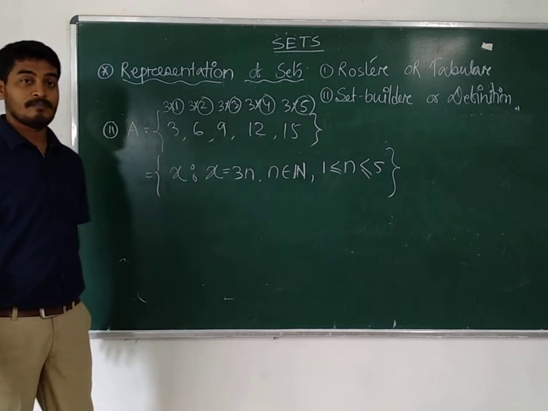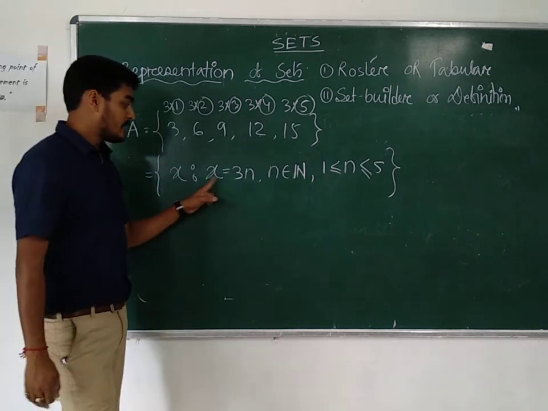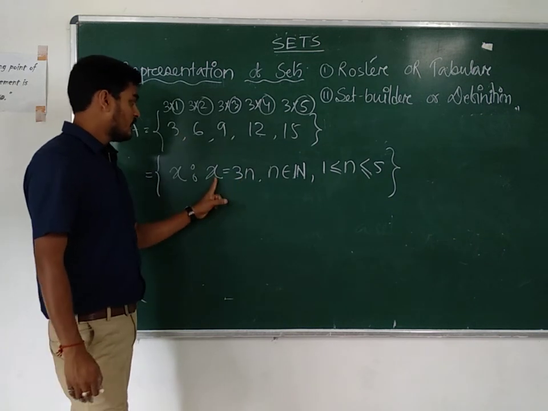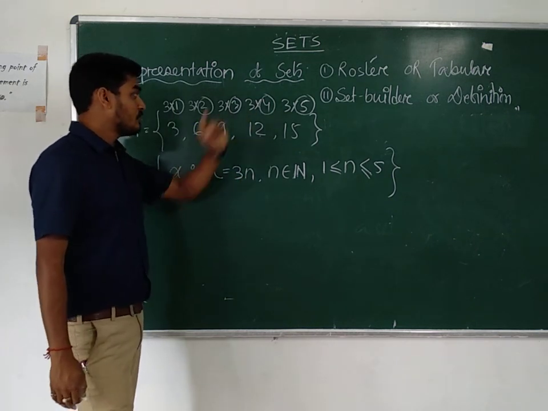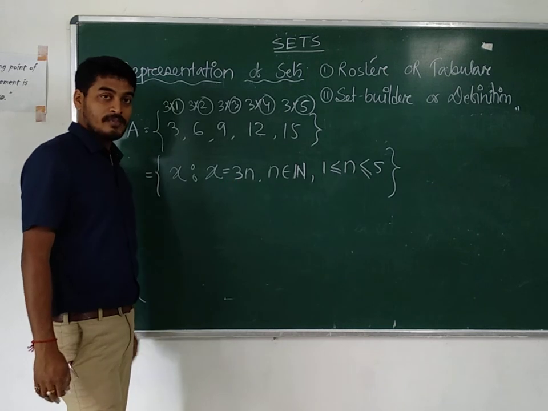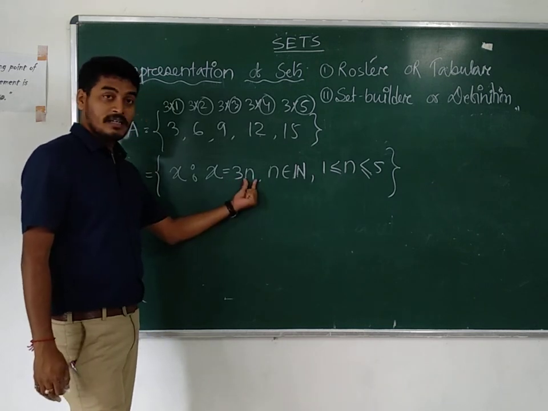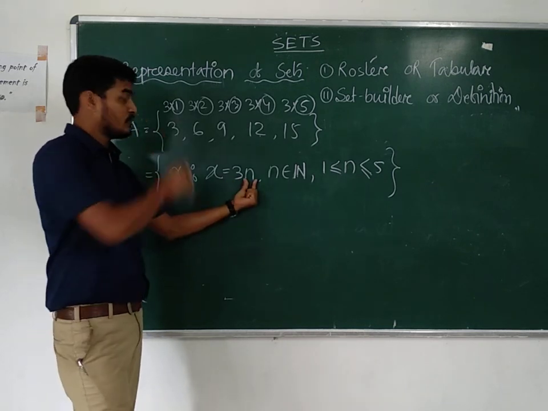What did we have? x equal to 3 n, because they are multiples of 3: 3 times 1, 3 times 2, 3 times 3, 3 times 4, 3 times 5. Something with the n, where n is a natural number. So natural number alone is not enough.